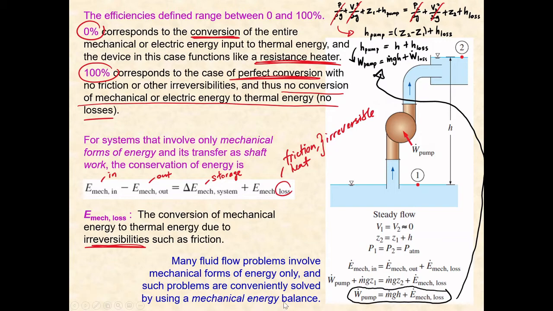Many fluid flow problems involve mechanical forms of energy only, and such problems are conveniently solved by using mechanical energy balance. If you look at this example, we have a pump placed between two reservoirs. You want to pump the water from one reservoir at the bottom to a higher elevation at reservoir 2. So we can compare energy at point 1 to energy at point 2. In between, they are connected by a pump. The purpose of this pump is to bring the water from a lower elevation to a higher elevation, right?